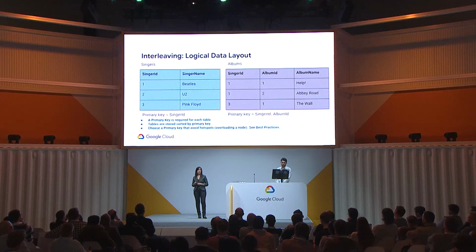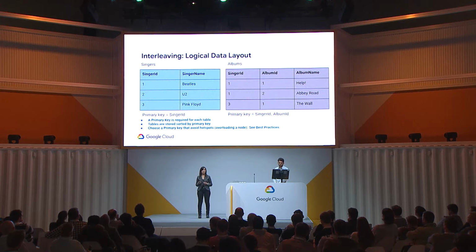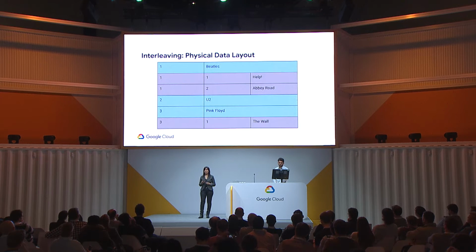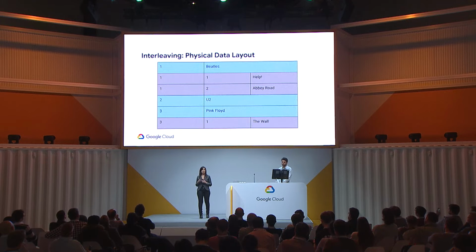So this is when we don't use the interleave keyword. We have 2 separate tables, the singers and the albums. But if we do use the interleave, it will look like that. So we have collocation of the foreign key, the albums, with the singer.